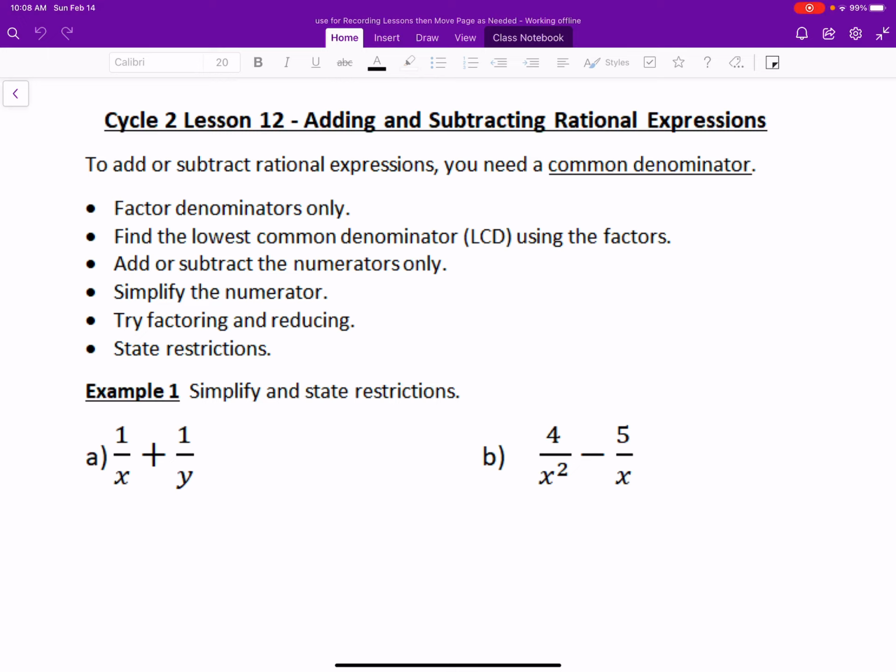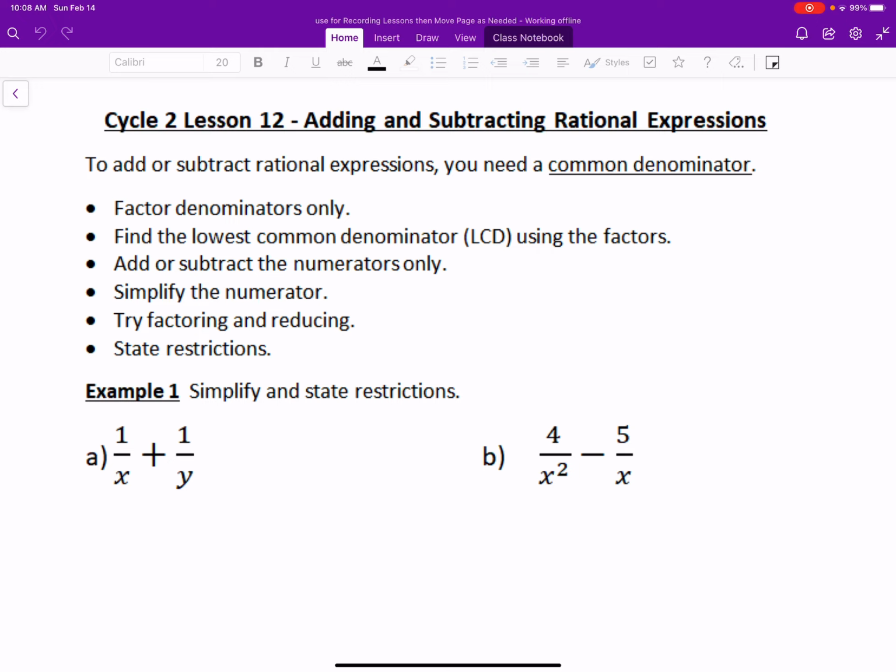In this lesson, we're going to look at how we can add and subtract rational expressions. In previous lessons, we looked at simplifying rational expressions. First we looked at what a rational expression is, and then we started looking at how we can simplify them by factoring them. That's the key, factoring, and then reducing. We made the right restrictions, of course.